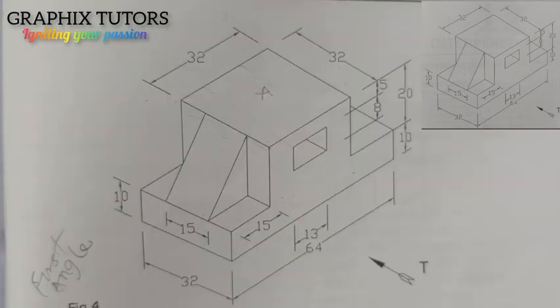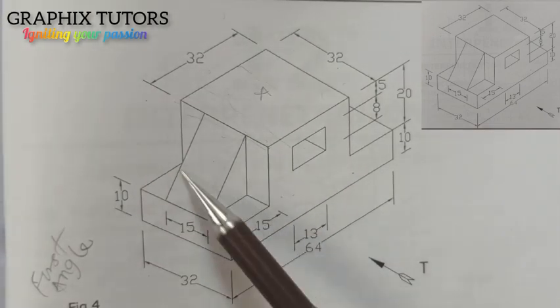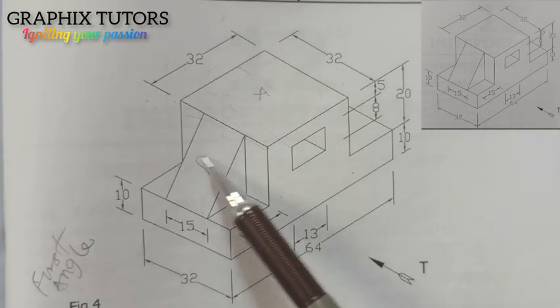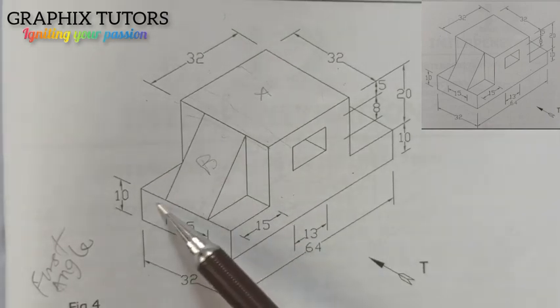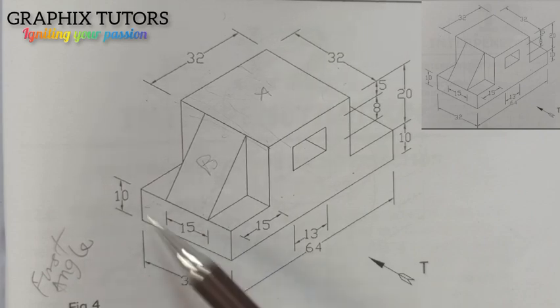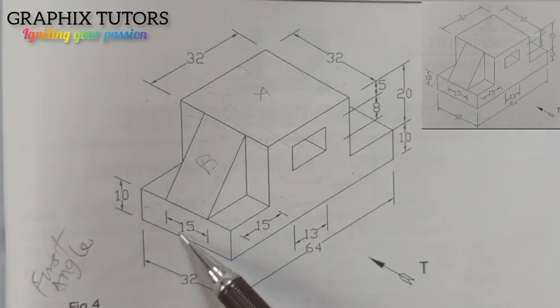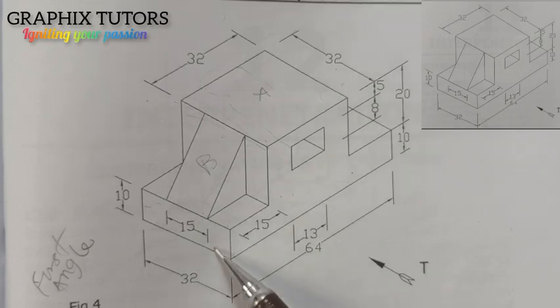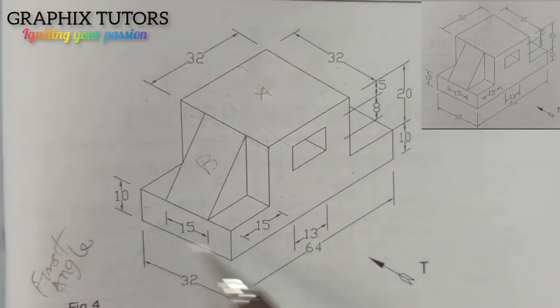So the diagram here is telling me this line, I want to show it to all these points. Let me say point B will be showing. So the thickness of that line is 15. So I'm going to measure the half of 32, which is 16. I'll measure 7.5 to the left and 7.5 to the right. So let me measure the half of 32 first.